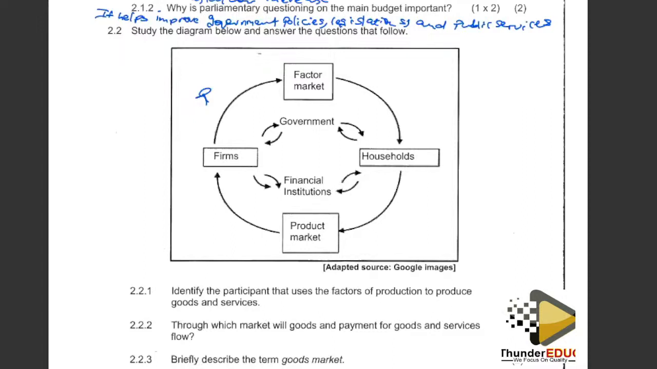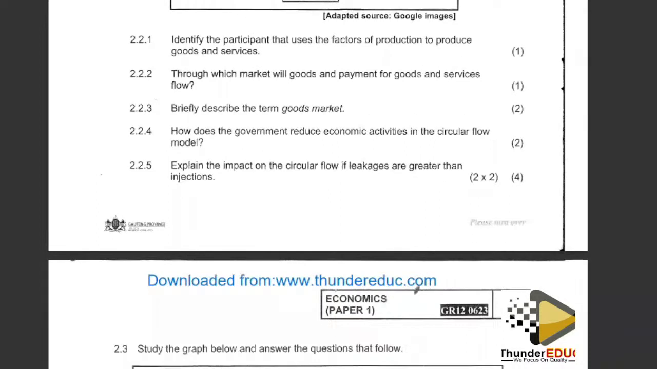Okay, right. So let's move on, grade 12. We have 2.2.1, which reads as follows: Identify the participant that uses the factors of production to produce goods and services. Grade 12, remember I said that whenever you're dealing with questions under economics, business studies and the likes, make sure that when the question says identify, this action verb is taken into account. The expectation is just to pick the answer from the given diagram, cartoon, or scenario. So in this regard, our appropriate answer is going to be firms.